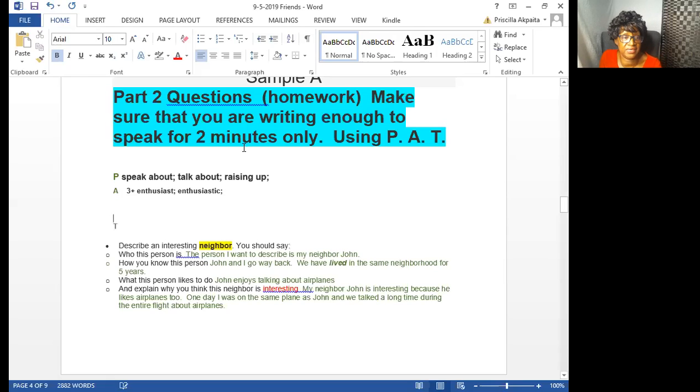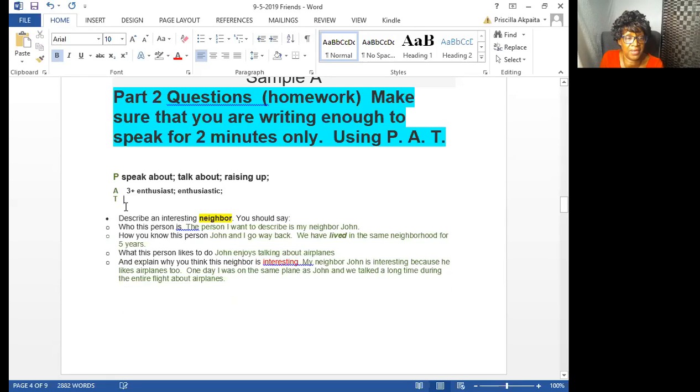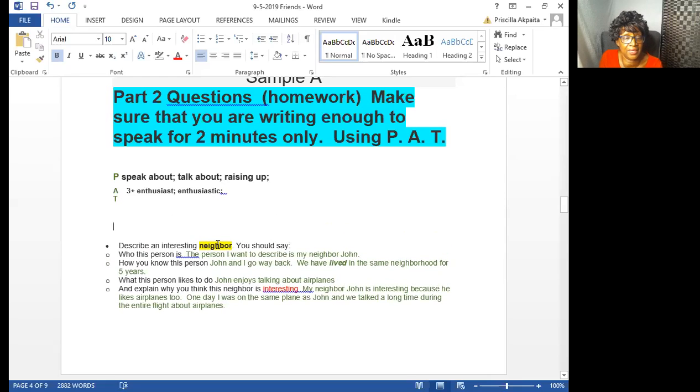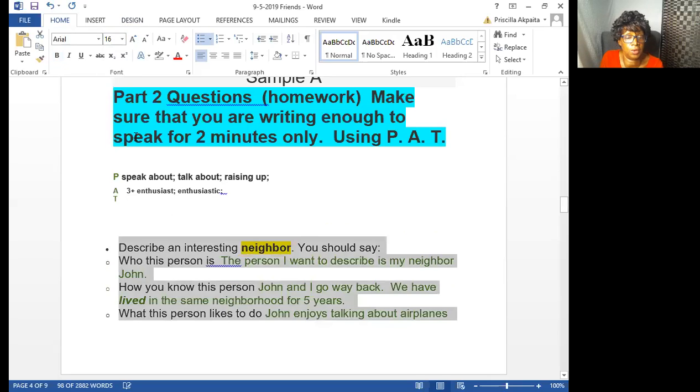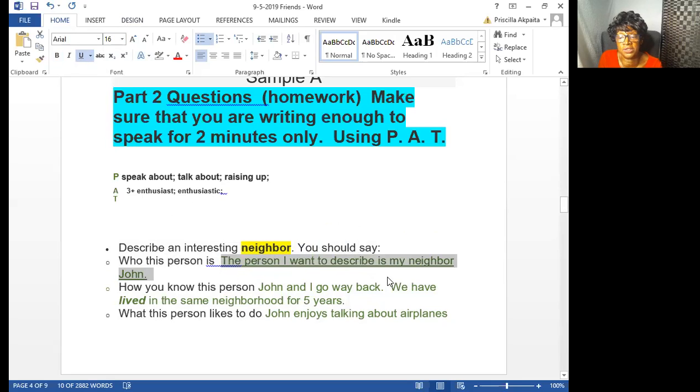The first thing that I did, and we've already talked about that, is created what you see in green, just answering the basic prompts. So here we say, who is the person? The person I want to describe is my neighbor, John. Okay? How you know this person? This tells me that John and I go way back. We have lived in the same neighborhood for 5 years. This is how you know John.